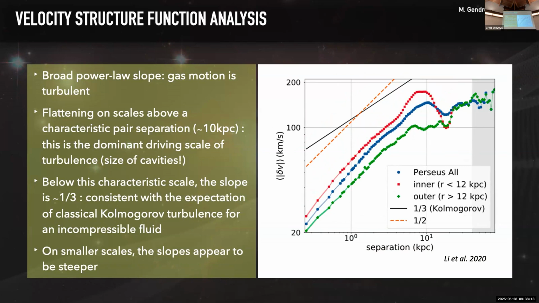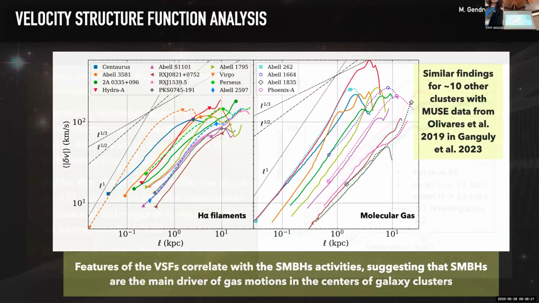But there's a flattening here that happens at a scale of about 10 kiloparsec, which is also the size of these cavities, okay? We found this for Perseus, but she looked at many other clusters, and in all of these cases, we always have these kind of similar shapes. So it looks like the supermassive black hole, which is making those cavities, is the main driver of the motions inside the galaxy centers. So a really nice analysis.